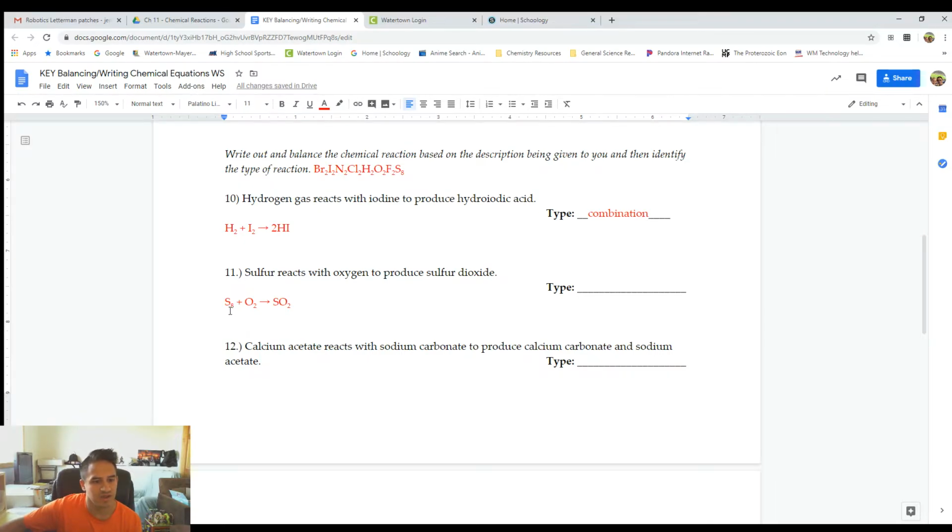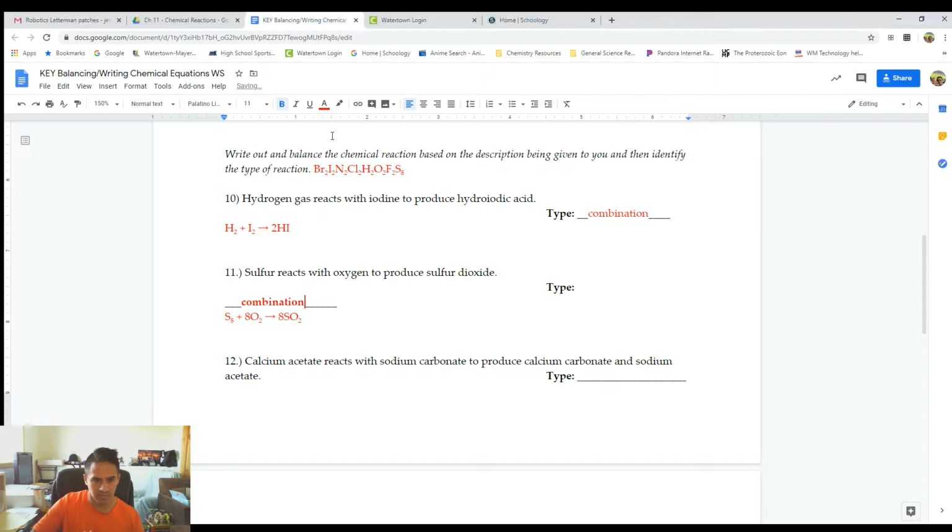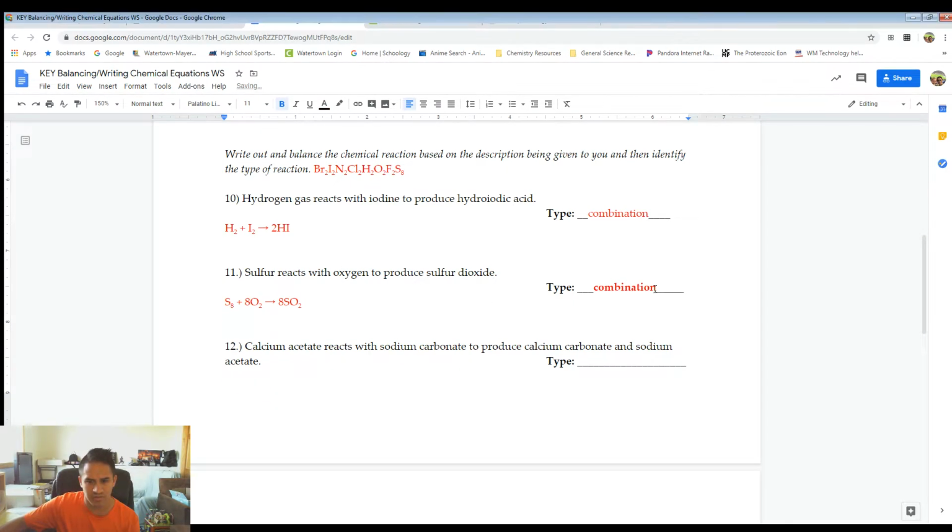As for balancing, our sulfurs are not balanced even though our oxygens are. We need to have an 8 there to give us 8 sulfurs. That then gives us 16 oxygens, so we'll need to have an 8 there to balance that out as well. Okay, and everything looks good then. And then as for reaction type, this is another combination reaction. Again, we have 2 reactants making 1 product.